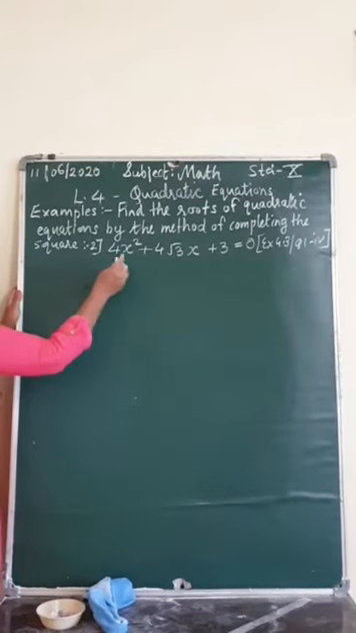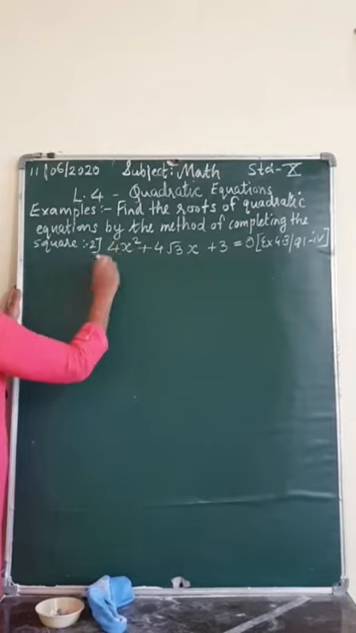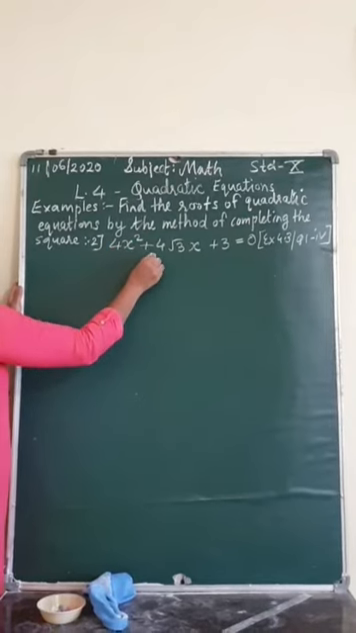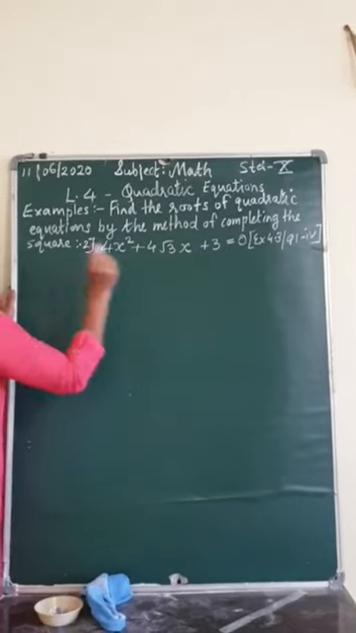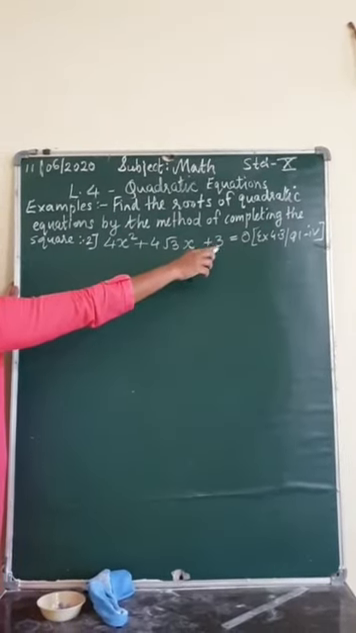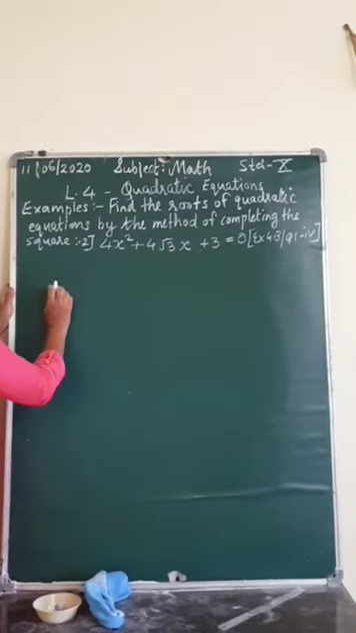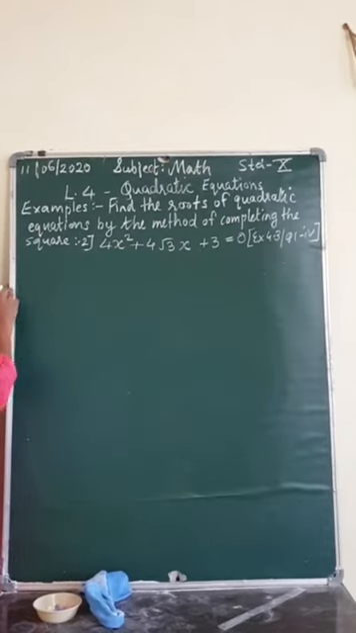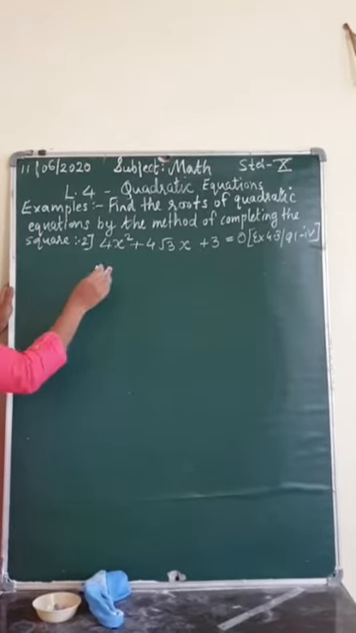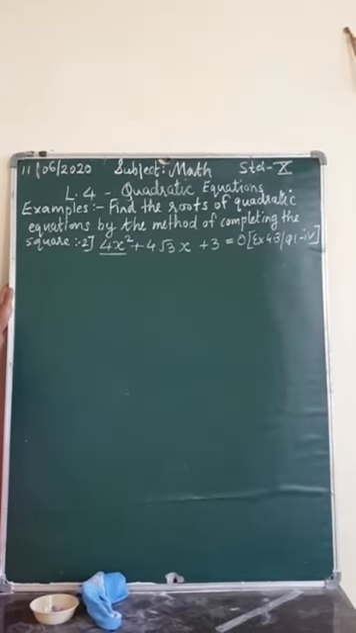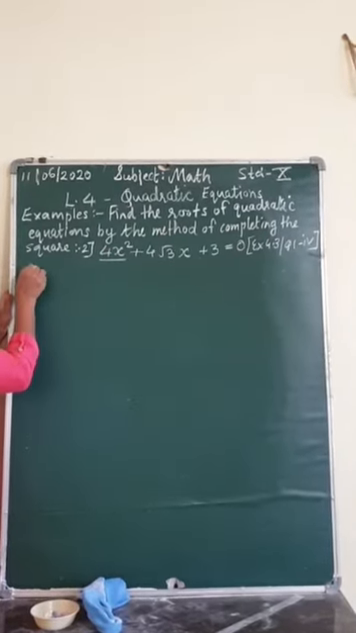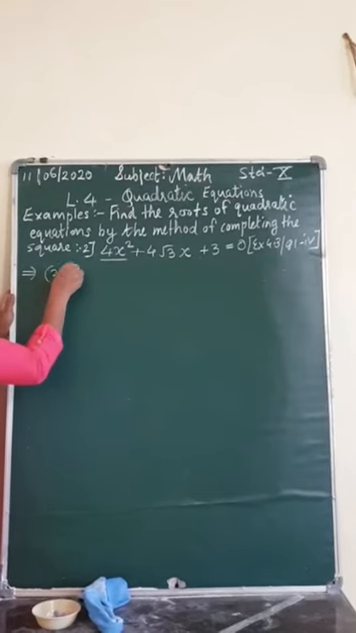Let's see one more example. Now in the second example, they have given the quadratic equation 4x square plus 4 root 3x plus 3. This example is taken from exercise 4.3 question number 1-4. The previous one was example 3 of exercise 4.3. Now if you observe, this is a perfect square, a perfect square of 2x.